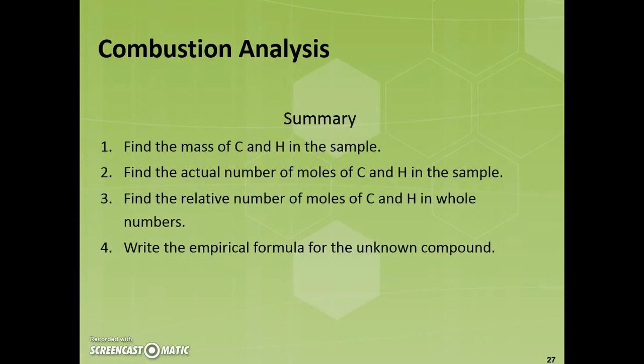Okay, so to summarize what we do for combustion analysis, we find the mass of carbon and hydrogen that was present in the sample, find the actual number of moles of carbon and hydrogen in the sample, find the relative number of moles, the molar ratio between carbon and hydrogen, convert it to whole numbers if necessary, and then write the empirical formula for the unknown compound.